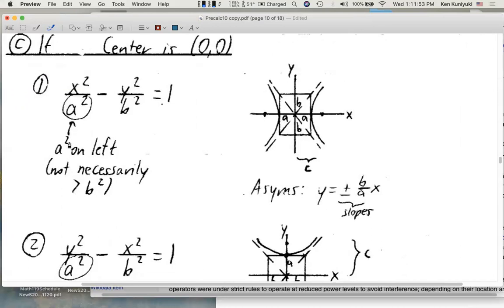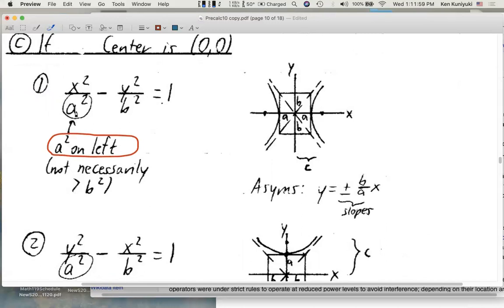And bear in mind, a squared is always the denominator on the left. It doesn't matter who's bigger, who's smaller. a squared always corresponds to the denominator on the left, assuming that the signs are appropriate. Positive, negative, positive.